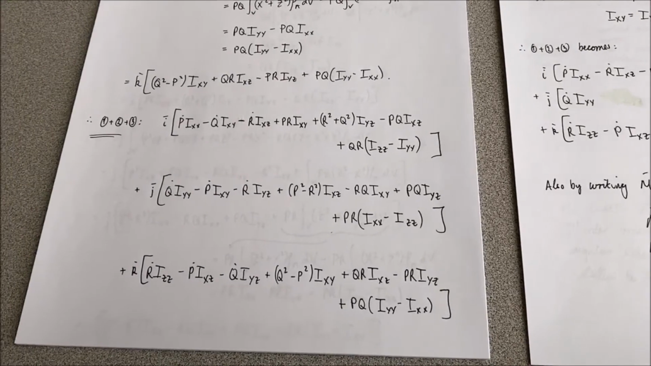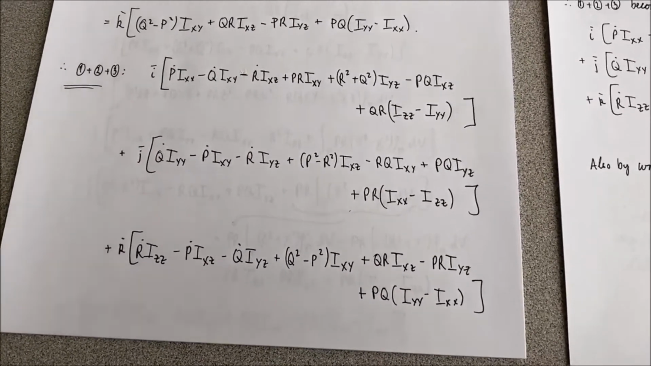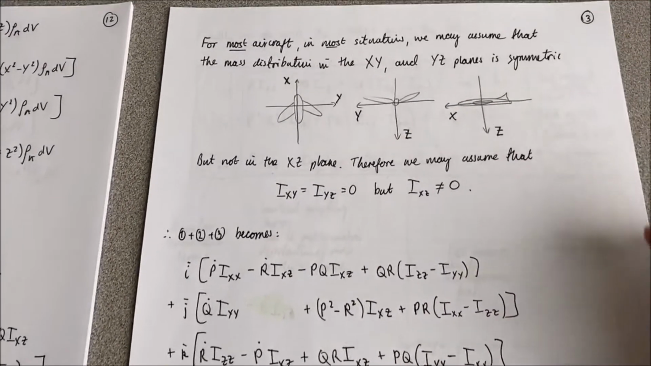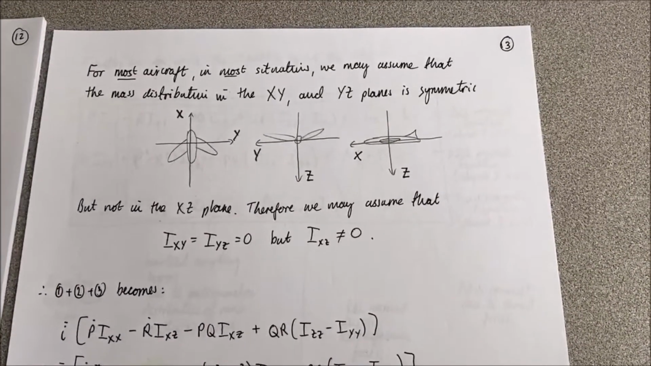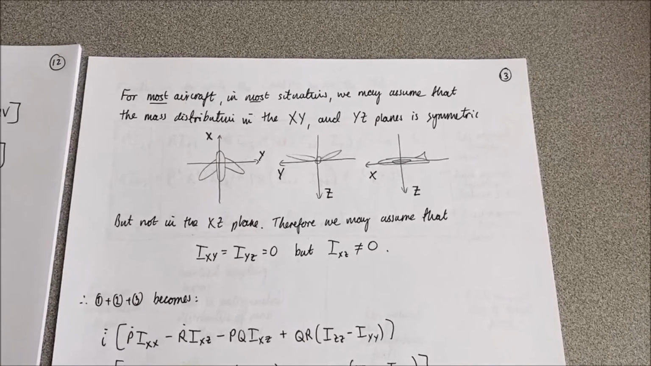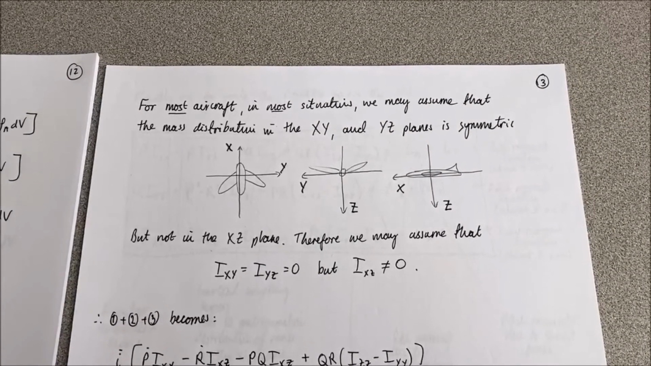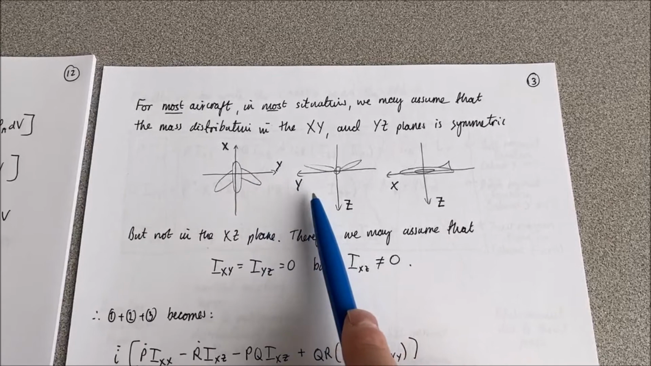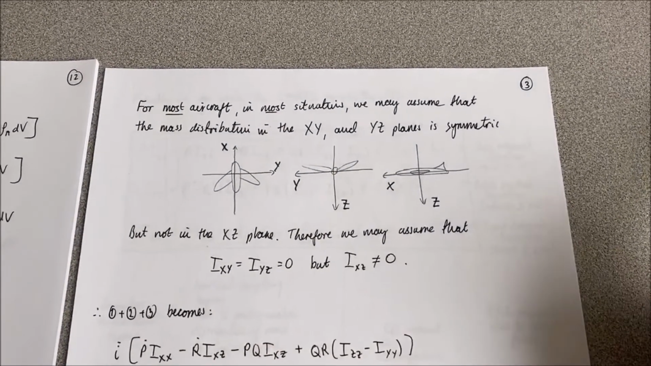Okay, so in order to move on from this mess, we need to consider one of our other assumptions about our aircraft. So for most aircraft, in most situations, there are some exceptions as we've discussed previously, we're going to assume that the mass distribution of our aircraft is symmetric in the XY plane and the YZ plane, but is not symmetric in the XZ plane.